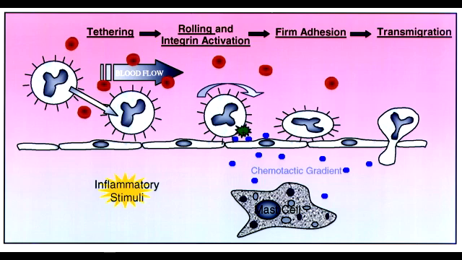Once the rolling has stopped at the level of ICAM, the neutrophil squeezes out and goes into the interstitium, and this process is called diapedesis. Once the neutrophil is out in the interstitium, it will follow bacterial products and cytokines to get to the site of injury and cause inflammation.